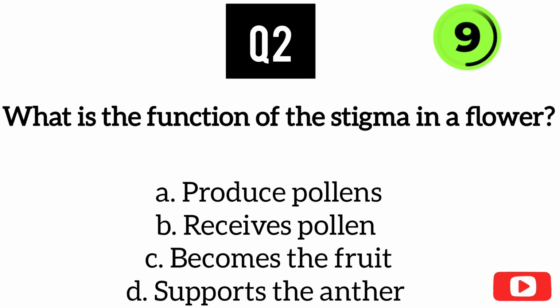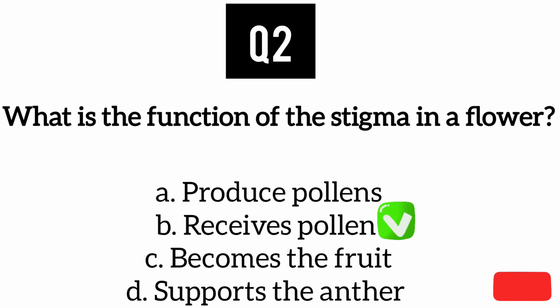Question 2. What is the function of stigma in a flower? A. Produces pollen, B. Receives pollen, C. Becomes the fruit, D. Support the anther. So the correct answer is receives pollen. The stigma is the part of the carpel or pistil that receives pollen during pollination.